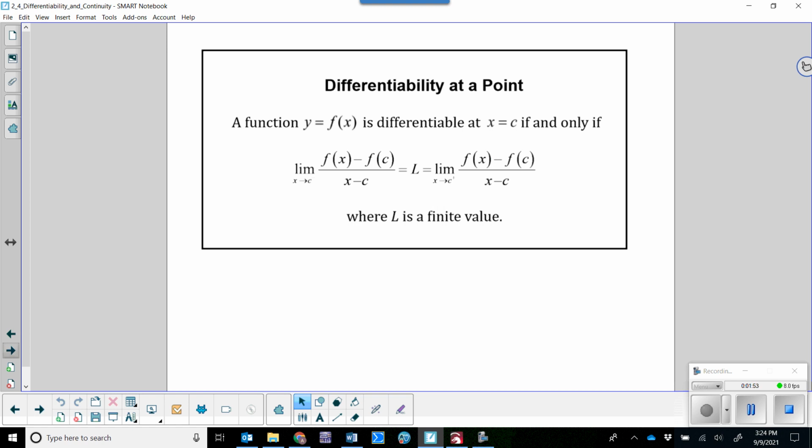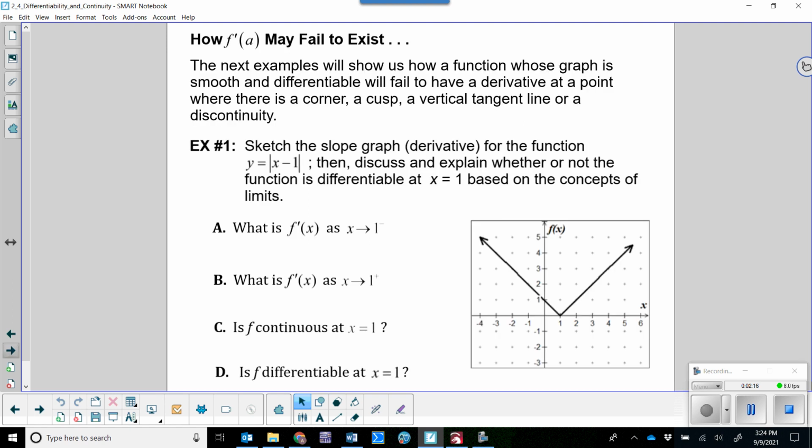If and only if, you'll remember back from geometry, is logic that just says this is true both ways. If a function is differentiable at a point x equals c, then these two limits will be equal. It's also true that if the two limits are equal and equal a finite value, the function is differentiable. So that's what if and only if means. It means it's true both directions.